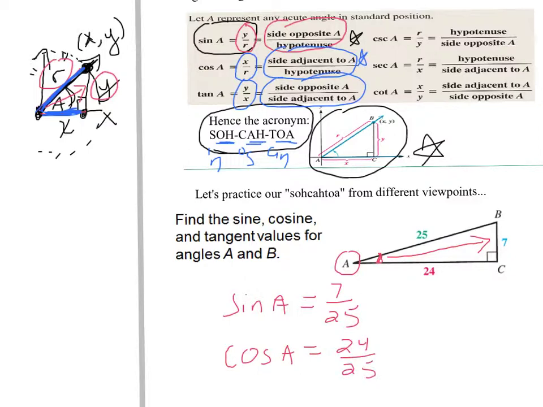And if you like, you can hit pause and see if you can beat me to the punch, and then check your answers with me. Tangent, opposite over adjacent. So remember, opposite is 7, adjacent is 24. Now, also remember that if we wanted to find cosecant, secant, and cotangent, those are just reciprocals of the first three, respectively.